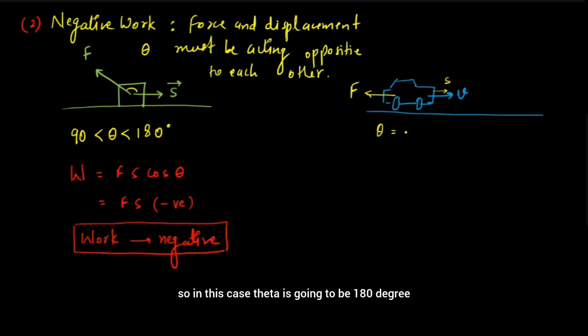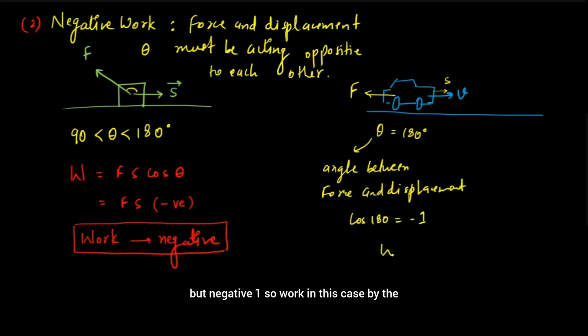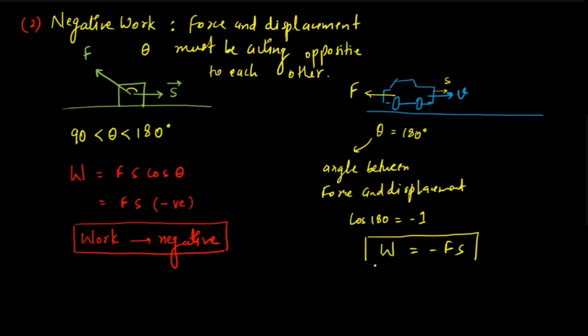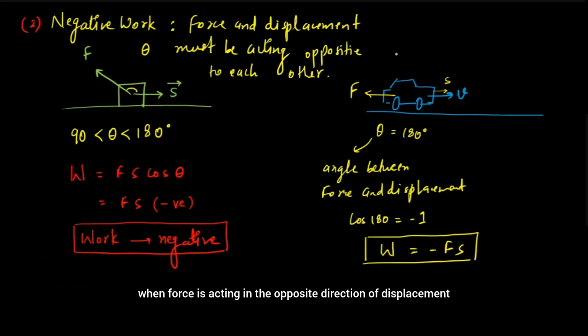So in this case, theta is going to be 180 degrees. What is this theta? The angle between force and displacement. As it is 180 degrees, and we know that cos 180 is nothing but negative 1, the work by the force is going to be negative Fs. So this is one such scenario where force is acting in the opposite direction of displacement, which gives us negative work.